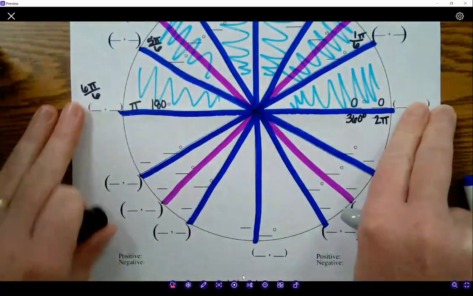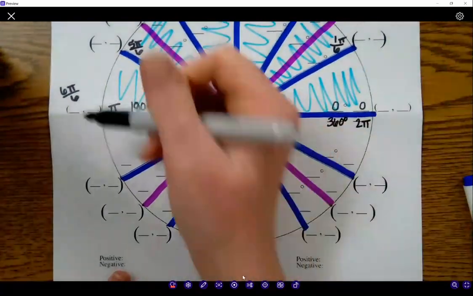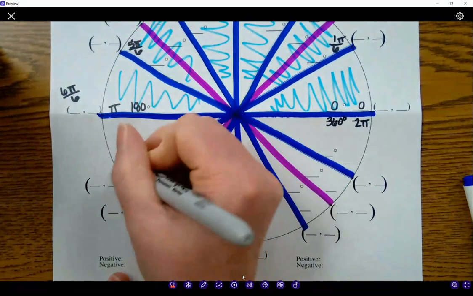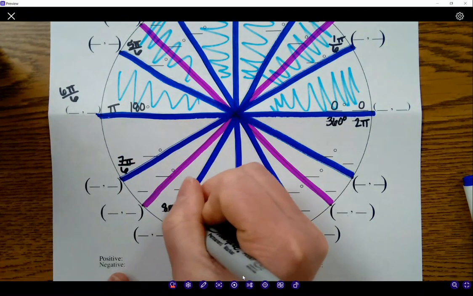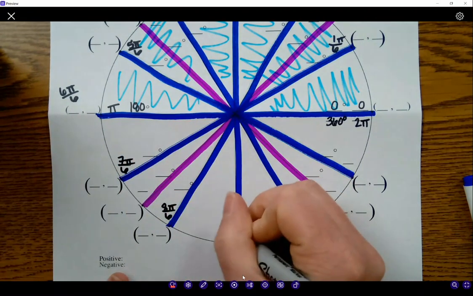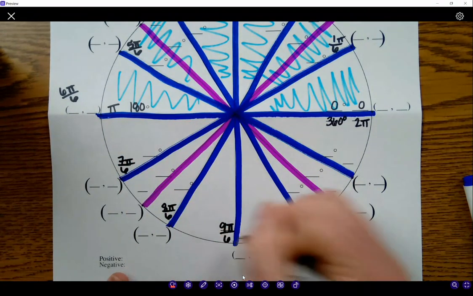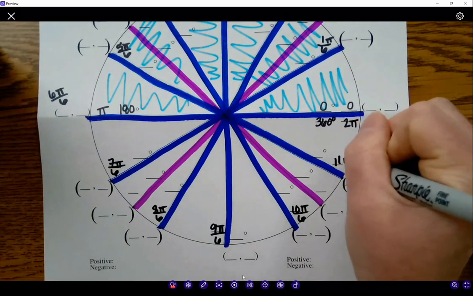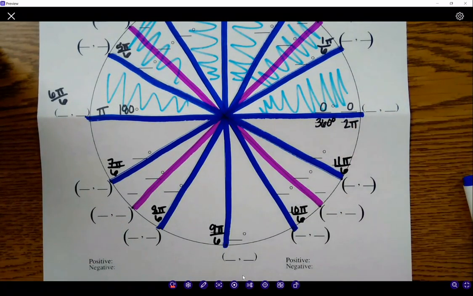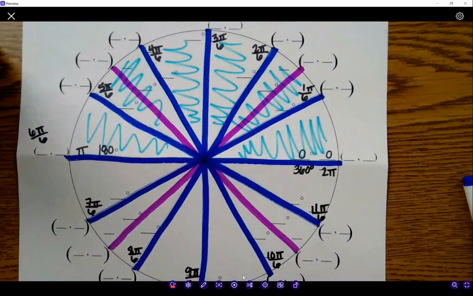Now, if I unfold this paper, we can actually continue this counting process all the way around. So this was 6 pi over 6. This is 7 pi over 6. Here's 8 pi over 6. 9 pi over 6. 10 pi over 6. And 11 pi over 6. We can worry about simplifying our fractions here in a little bit.